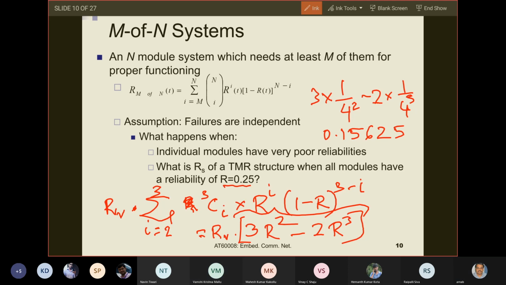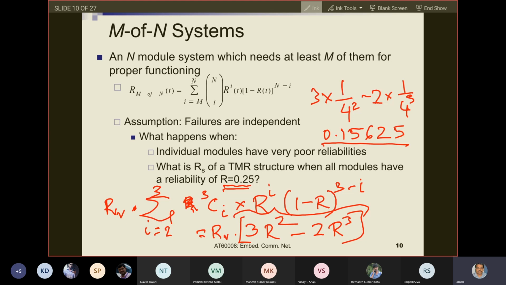I'm not calculating, but the point is that your individual reliability of this component was 0.25, and then your effective reliability of putting so many things together, voting, etc., with 3 components, has reduced. So if your individual component reliability is low, there is no use putting multiple systems together. Rather, it is bad. It is better having a single module in that case. So why is this happening, or when will this be better?